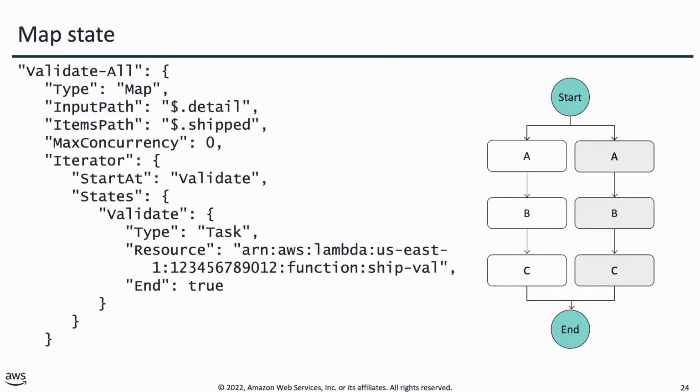You can also use the map state to run a set of steps for each element of an input array. So while the parallel state processes multiple branches of a step by using the same input, a map state can process the same steps for multiple entries of an array in the state input.